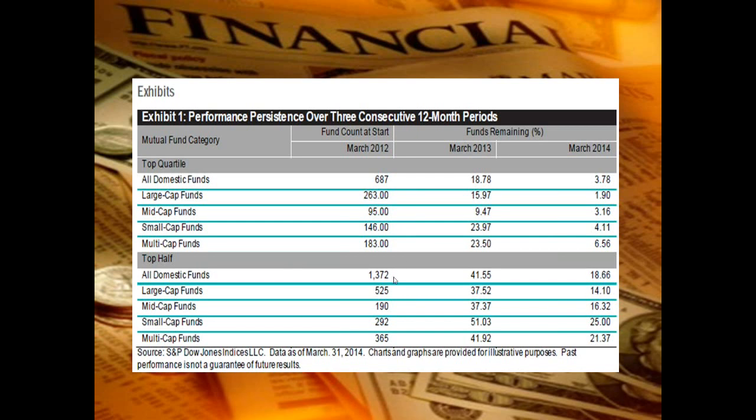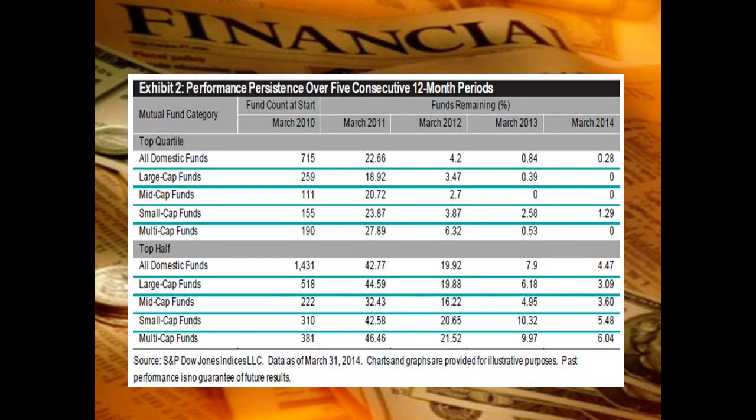There were 1,372 mutual funds in that top half of mutual fund performance in March of 2012. 1 year later, over half of them had fallen, not out of the top quartile, out of the top half. And 2 years later, less than 20% of them remain in the top half of mutual fund performance. Folks, there's a reason why they're required to say past performance doesn't guarantee future returns. It's because it's true, and this report demonstrates that rather dramatically.